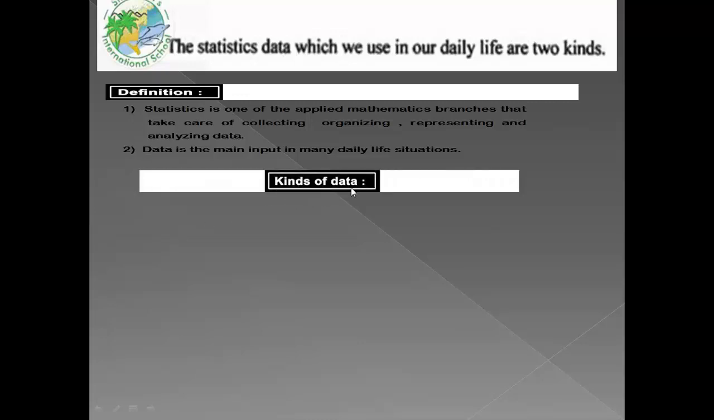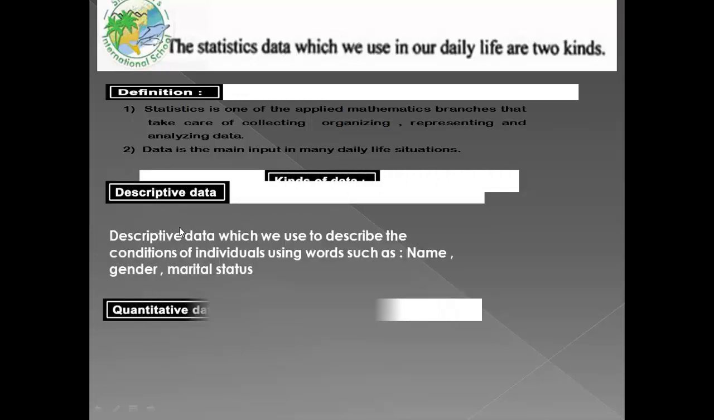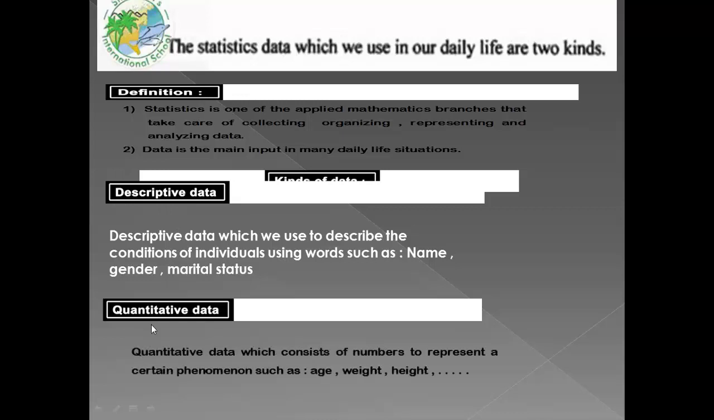What are the kinds of data? Descriptive data. What is the meaning of descriptive data? Descriptive data which we use to describe the condition of an individual using words such as name, gender, material status. If he asks you, for example, what's your name, is it descriptive or quantitative? Descriptive. What's your birthplace? Okay, this is descriptive. If he asks you birthdate, this is a quantitative data.